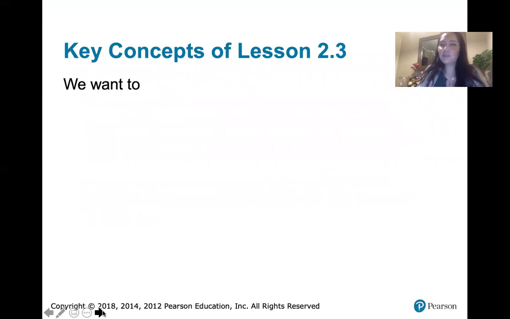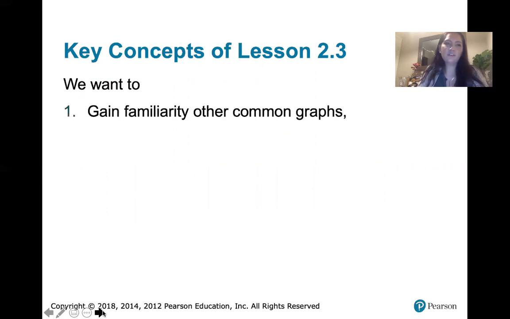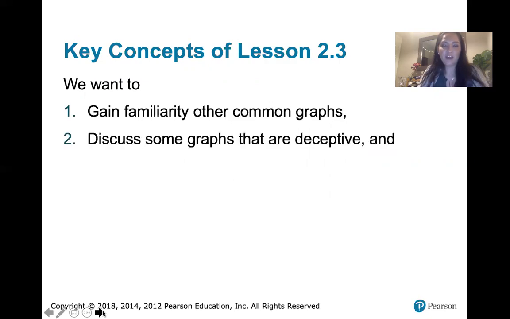Now, the key concepts of this lesson, our major takeaways for this lesson, are the following. We want to gain familiarity with common graphs. As you read this textbook and other textbooks, you're going to see a lot of these graphs. You're going to see them come up again and again. Especially if you're in the social sciences, you're going to see people analyzing their data and presenting their data in this way. So it's really important that we gain some familiarity with these common types of graphs.